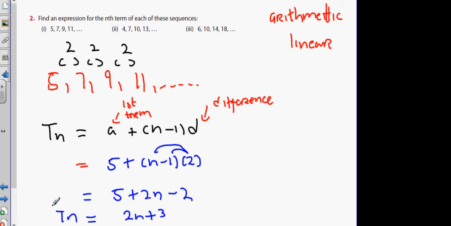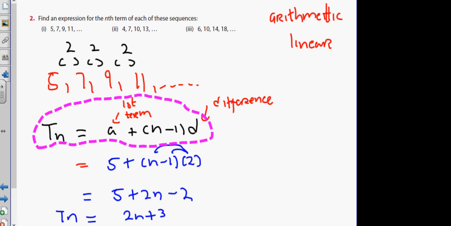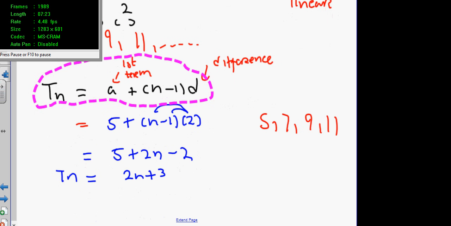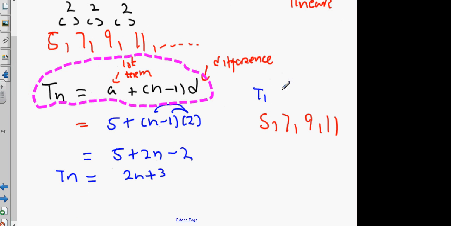I'll explain now. This formula I just used is not actually in your book, but it's in your tables. I'd like you to write down that a is the first term and d is the difference. This sequence we just did, this is T1, T2, T3, T4. We can see there's a gap of how much between each one? A gap of 2. This gap of 2 is represented by 2n. The number 3 represents what we have to add on for the first term. So I'll show you now.